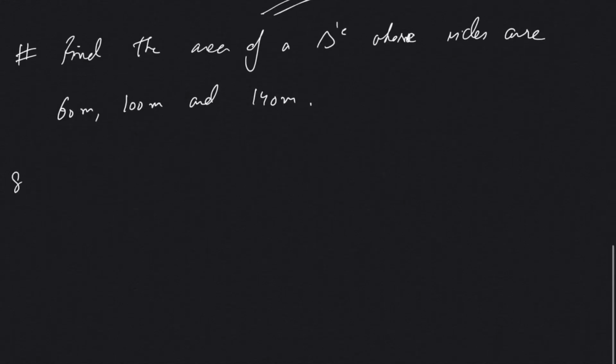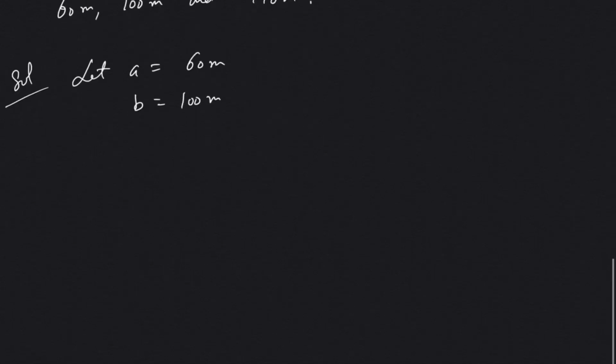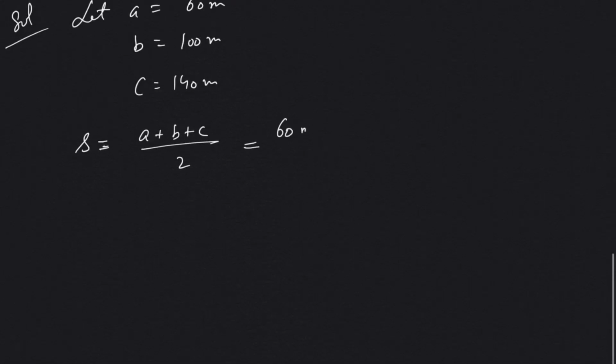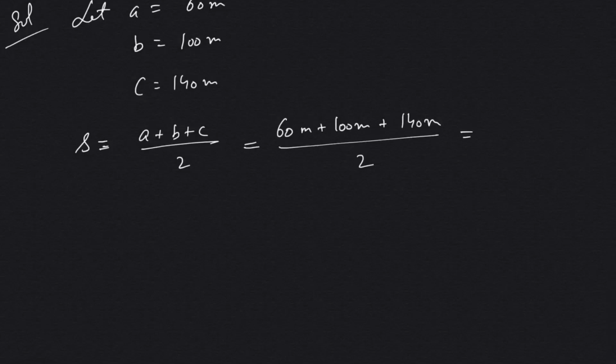Let's try the solution. Let us assume A is 60 meter, B is 100 meter, C is 140 meters. Let's first find the semi-perimeter, that is S. That's going to be A plus B plus C divided by 2. So 60 meter plus 100 meter plus 140 meter divided by 2. So that will be 100, 200, 300 meter divided by 2. That will be 150 meters.